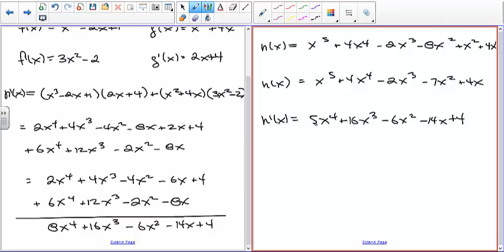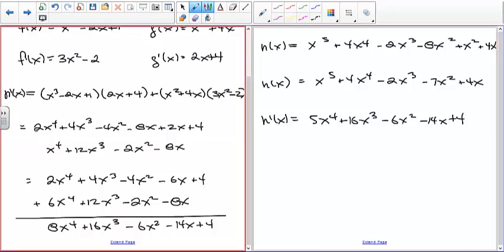What did I do wrong here? So it's that first term. What did I do? Oh, yeah, you probably already figured this out. So when I did that, I get 3x to the fourth. So add this together, you get 5. Now we match up.